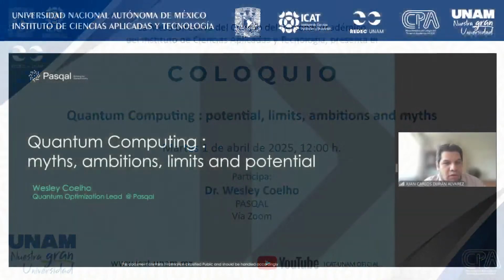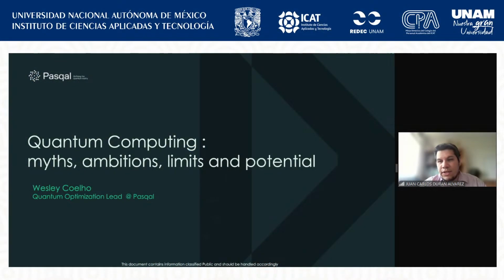Dr. Coelho holds two engineering degrees, one in industrial engineering and another one in computer engineering. He also holds a master's degree in models and algorithms for decision support and a Ph.D. in computer science, both with emphasis on operational research and applied mathematics. Dr. Coelho's interests are mainly on quantum optimization and related applications, and he's currently leading the quantum optimization team at Pasqal. His work consists in developing innovative algorithms to extend the field of application of our atom-based quantum computers. So, Dr. Coelho, please, you can start with your presentation.